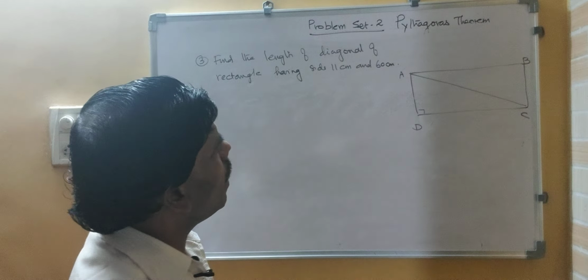Find the length of hypotenuse of right angle triangle, if the sides are 9 centimeter and 12 centimeter.